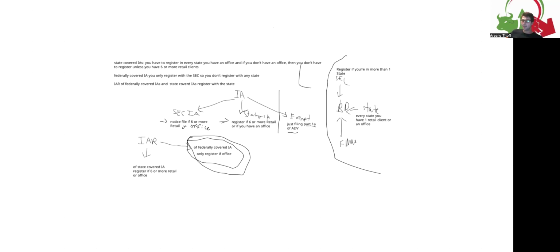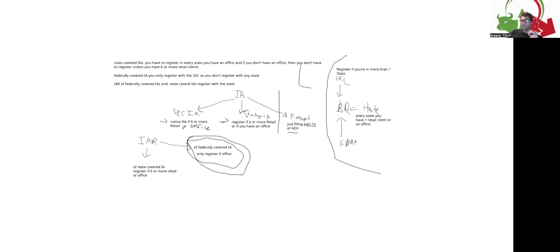Now this is the main distinction, the distinction between SEC covered and state covered IAs, right? When it comes to an SEC covered IA, if you have more than 110 million in AUM, you're going to be SEC covered. If you're between 100 and 110, you can be either or. If you're less than 100, you can be state covered. If you were federally covered and you drop below 90, that's when you have to become state covered.